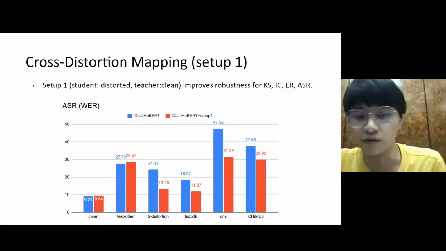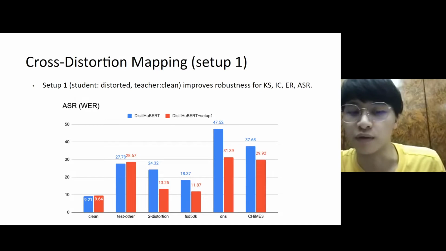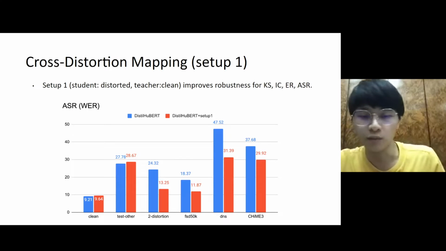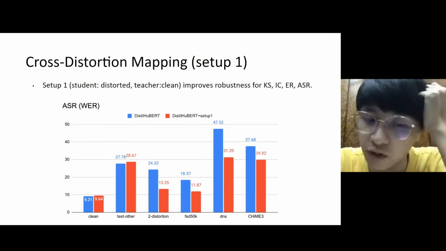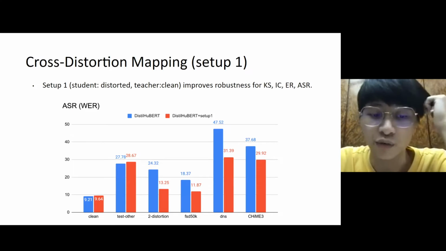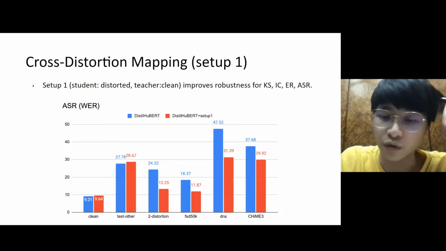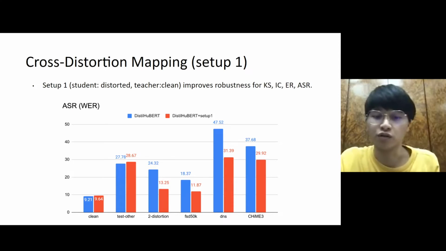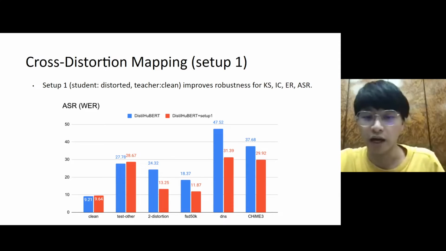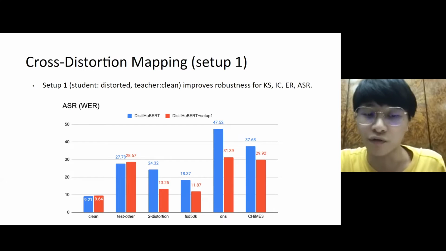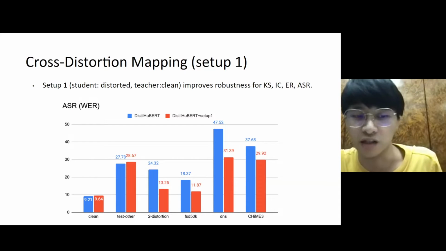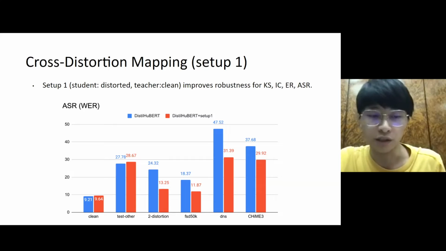And these are the results for cross-distortion mapping under setup 1 of ASR. For setup 1, the student with distorted inputs learns the teacher's clean representations. By observing red bars mostly lower than the blue ones, we found that this method enhances robustness compared to the original distilled HuBERT. And the results are similar for other speech tasks such as keyword spotting, intent classification, and emotion recognition. Next page.